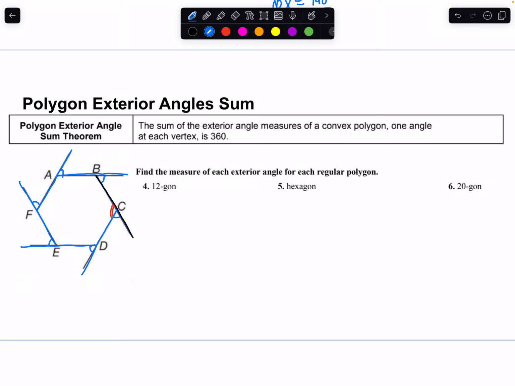I can really do this with any shape. I can do it with a triangle. If I have a triangle, I can extend the line, creating an angle here. I can extend this line, and I can extend this line, creating an exterior angle here.